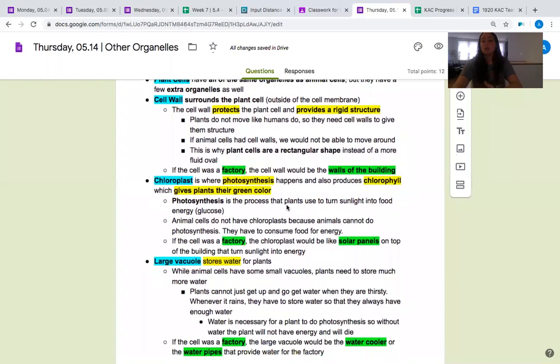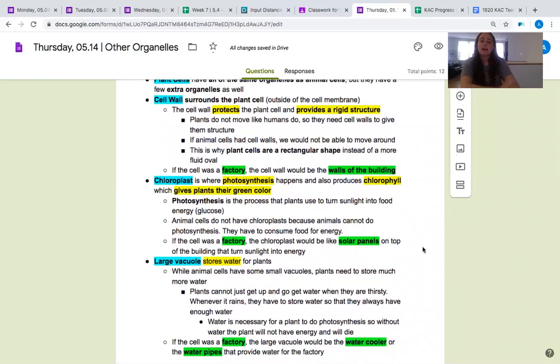Photosynthesis, you should already know this from 7th grade, but if not, maybe you weren't at KC, maybe you haven't learned it, maybe you don't remember, that's okay. Photosynthesis is the process that plants use to turn sunlight into food energy or glucose. More specifically, it's when plants use sunlight, water, and carbon dioxide, and turn those into oxygen and glucose. It's really important that plants can do that because that's how all other animals are able to eat. It all starts with plants being able to turn sunlight into food.